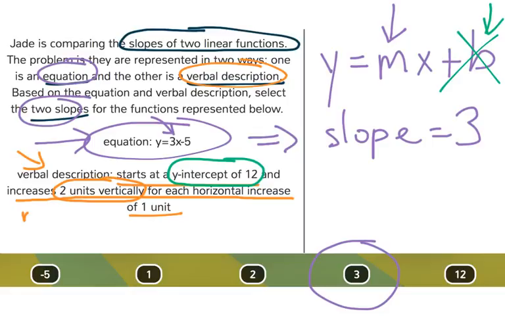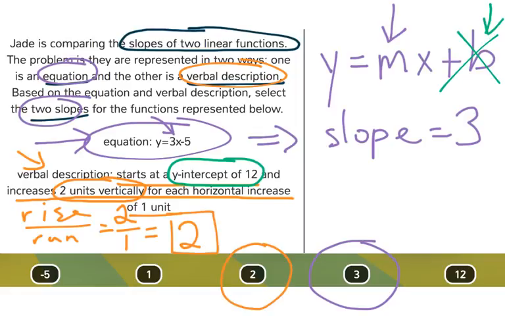So remember, slope is rise divided by run. A rise of 2 units vertically is 2. And then since it increases horizontally 1 unit, 2 divided by 1, rise over run, equals a slope of positive 2. So that's the other answer. So my two answers for this question are 2 and 3.